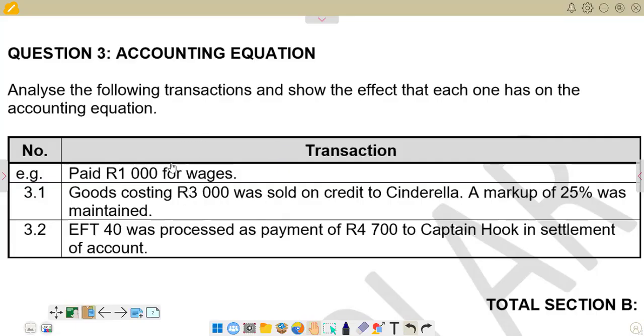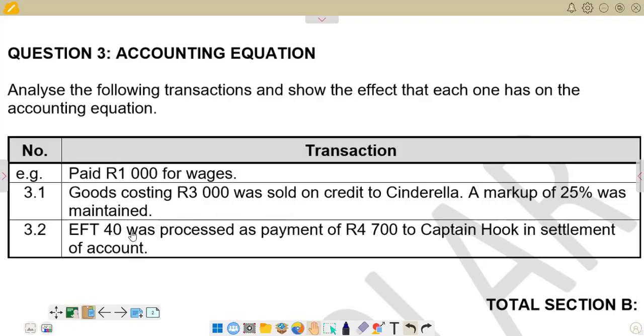This is not the book, but the paper. The question is: analyze the following transactions and show the effect that each one has on the accounting equation.